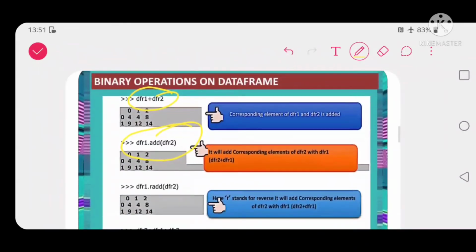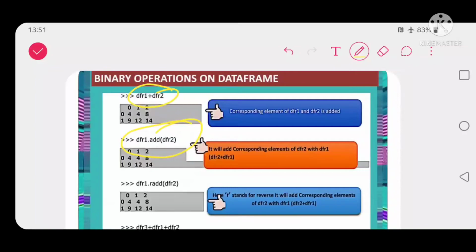Clear? Now the next method is radd. Now what do you mean by r here? R means reverse addition.